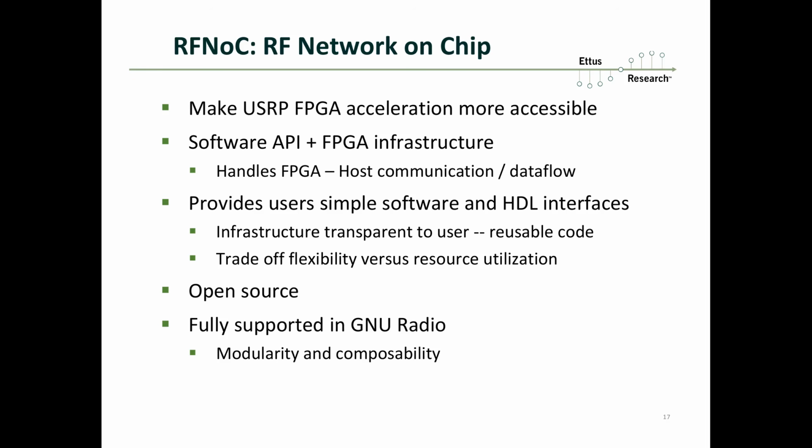The goal with the rfnoc framework is to make FPGA acceleration more accessible on the USRP platform. rfnoc provides both software infrastructure and FPGA infrastructure to facilitate integrating user-defined functions and logic through standard and straightforward interfaces. The infrastructure is transparent to the user and enables the user to trade off between flexibility and resource utilization. The rfnoc framework is open source and can be used directly from C++ and Python, as well as from GNU Radio.